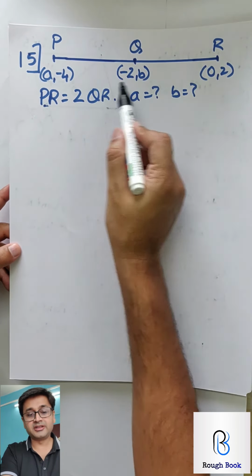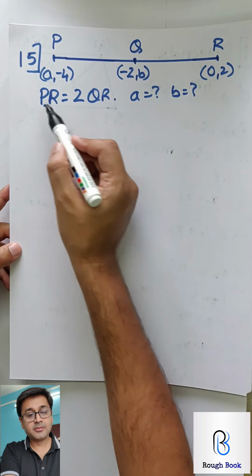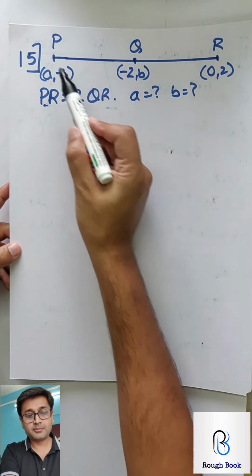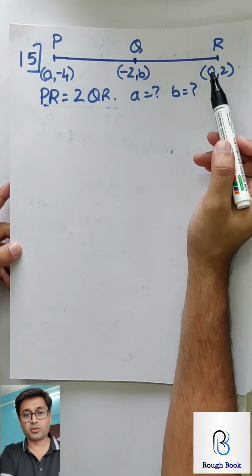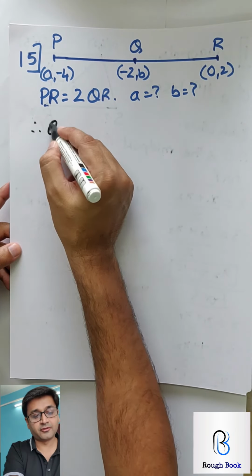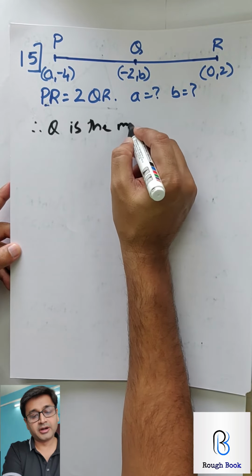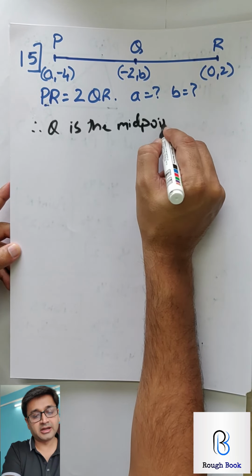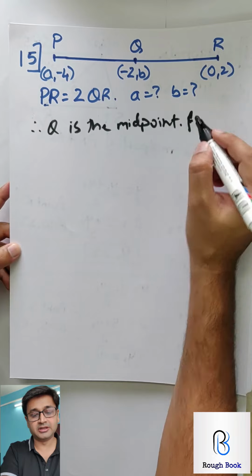They say PQR, these are the coordinates and they are collinear. PR is twice of QR. What does it mean? It means that obviously Q is the midpoint. So you can say therefore Q is the midpoint. Just apply midpoint formula and get the values for A and B. It's very simple.